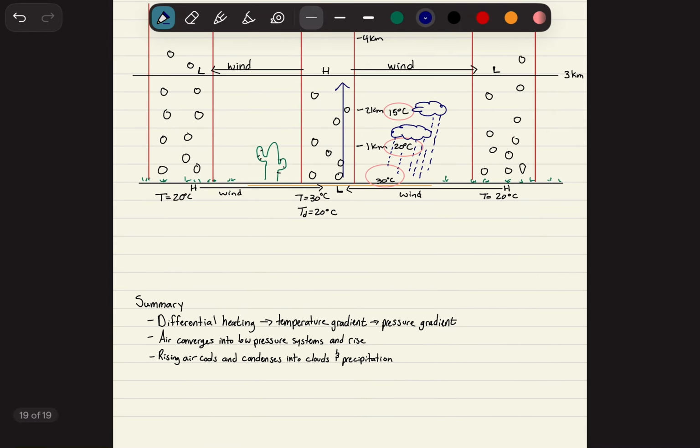So, as a summary, our differential heating, due to specific heat differences, leads to a temperature gradient, which leads to a pressure gradient, which leads to wind. Air converges into the low pressure system, and that air is forced to rise. As air rises, it cools either at a dry lapse rate when it is not saturated, or at a saturated rate when it is saturated. And when it is saturated, it can condense into clouds and precipitation.